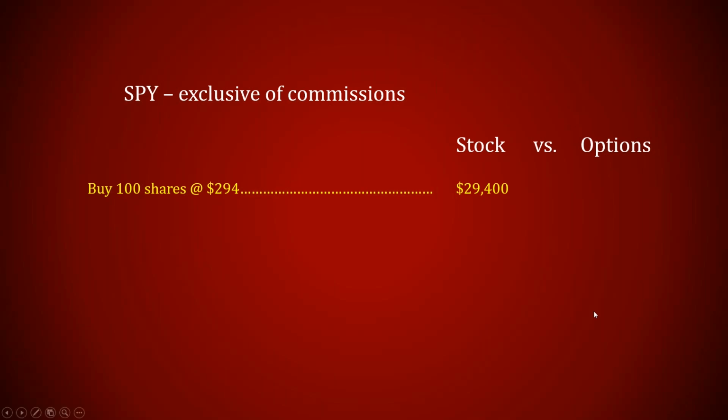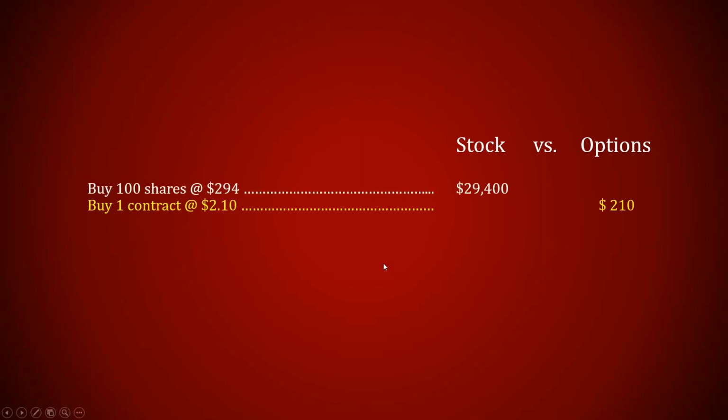Now, just for the sake of simplicity, I'm not going to consider commissions here, okay? So it's going to cost you $29,400 to buy 100 shares of SPY stock. That's a lot of money for a lot of people, right? Especially these days. If you still want to control 100 shares, you can buy one contract for about $2.10. I just took that number from one of the option chains. So let's consider $210. That gets you control of 100 underlying shares.